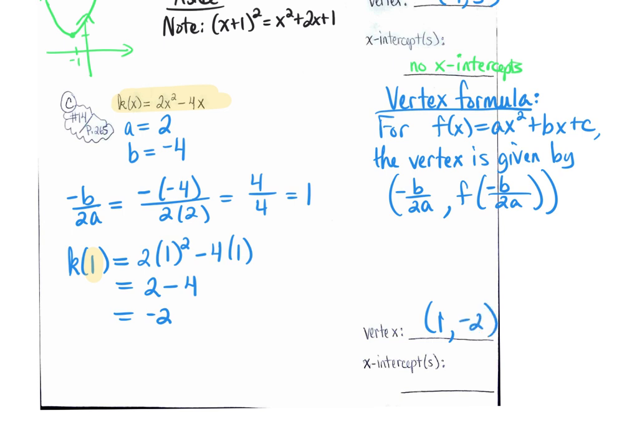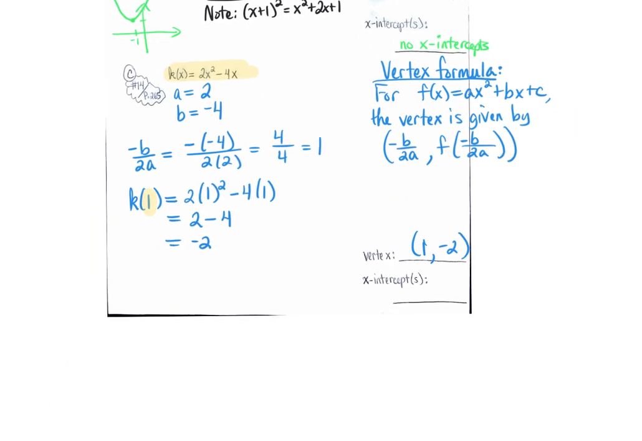Good. And now, to find our x-intercepts, you can do it a couple of ways. You can either factor k of x, or you can use the quadratic formula if you like. Which approach do you want to take? Factor. So now we're finding our x-intercepts.